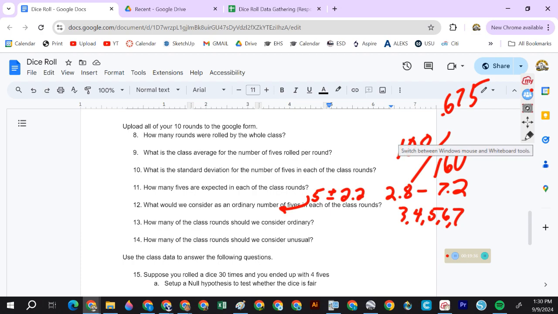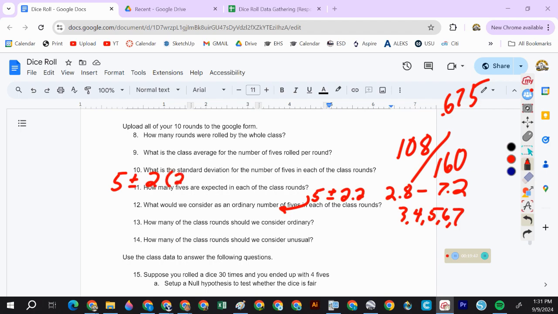Okay. Going back to this, how many of the class counts should we consider unusual? Well, unusual would be 5 plus or minus 2 standard deviations. Did I mess up again? Oh, 118. What does that give me? 0.73. I'm sorry. I can't do math. 73%. We expected 68. We got 73. I was so happy it worked out perfectly, and it was just me making a mistake.